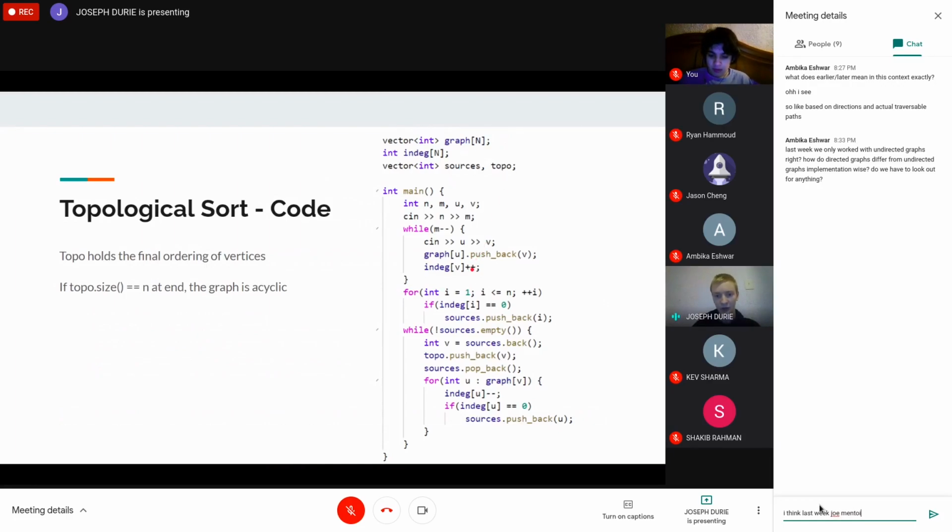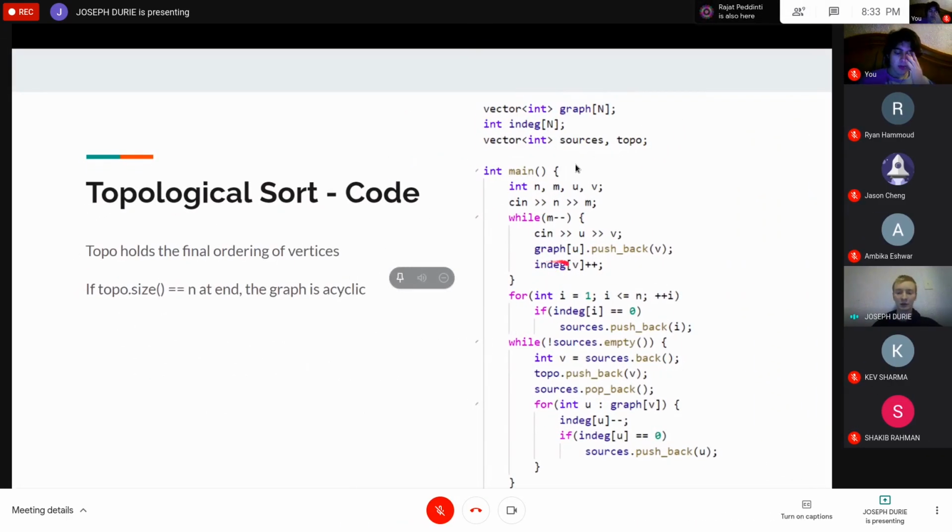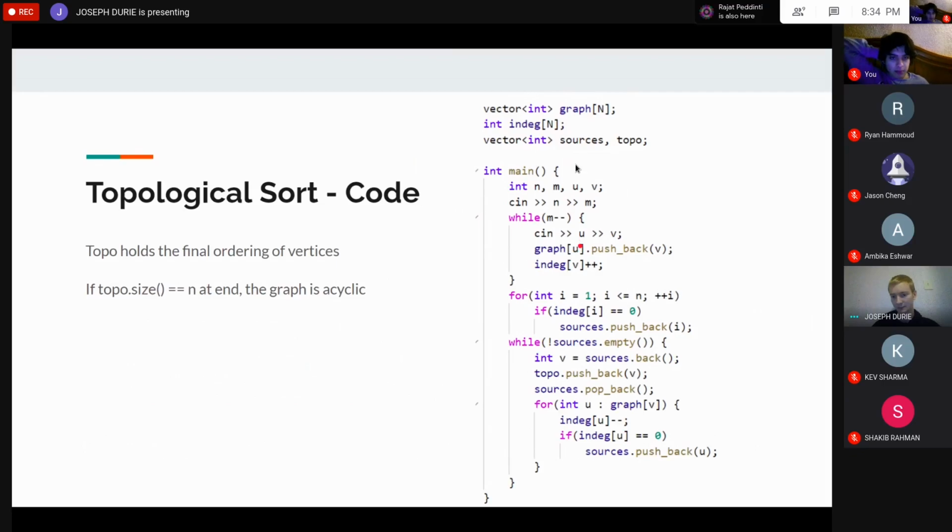Okay, so we do basically the standard input reading for the graph. Note that it's directed, so we're only adding this edge in one direction. And also note that we are incrementing the in-degree of v, right? Because we're adding an edge from u into v, so we increase the in-degree by 1. And they all start off as 0 if you declare globally like this.